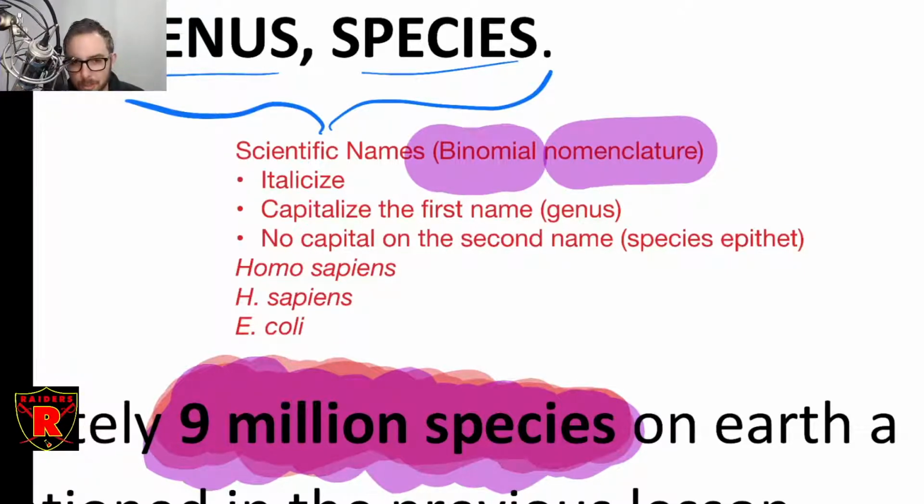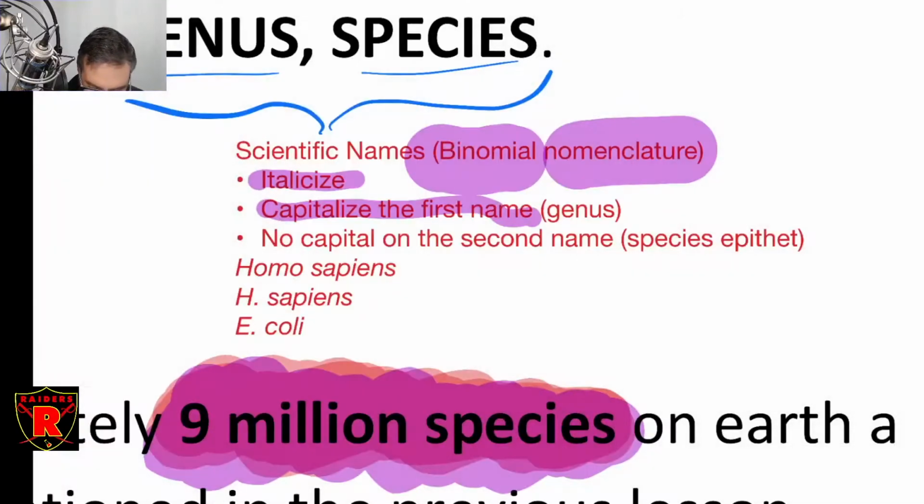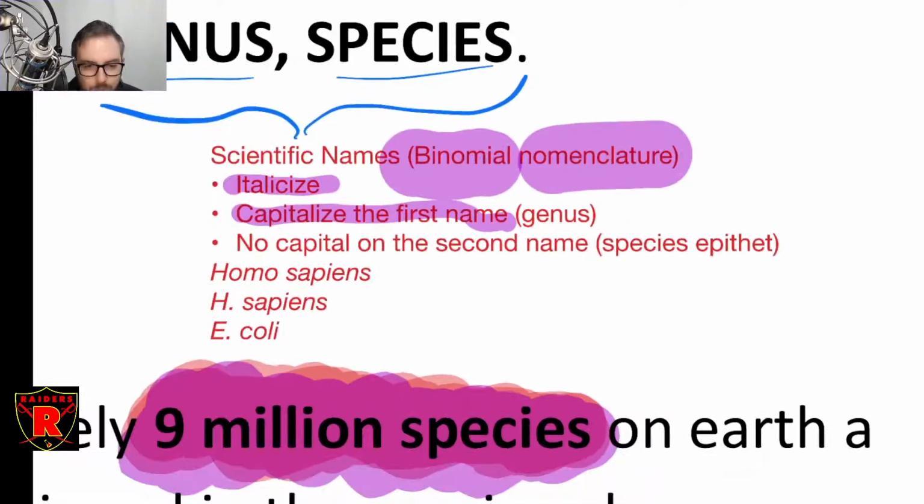But it's important to note that when you're writing a two-part name, a binomial nomenclature, it is always italicized if possible, keeping in mind that obviously if you're handwriting, it's not possible to italicize. But if you're typing it, you italicize. You capitalize the first name. That's the genus. You don't capitalize the second name, which is known as the specific species epithet. You don't capitalize that part.